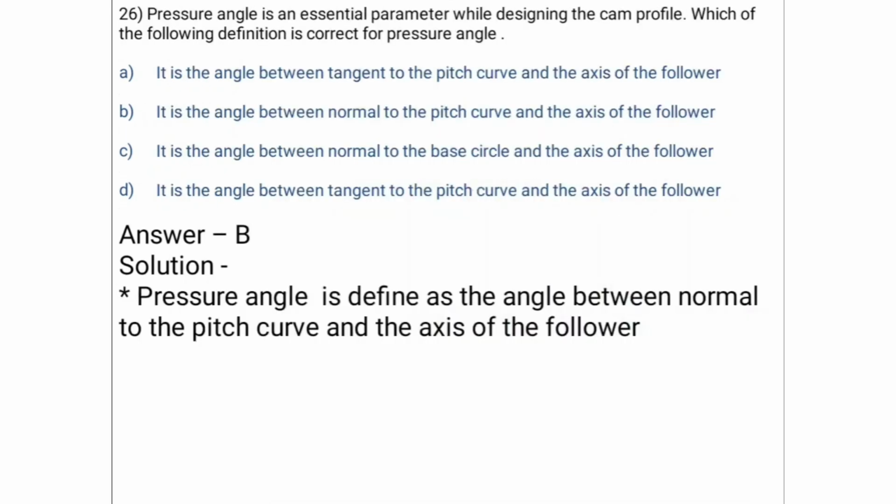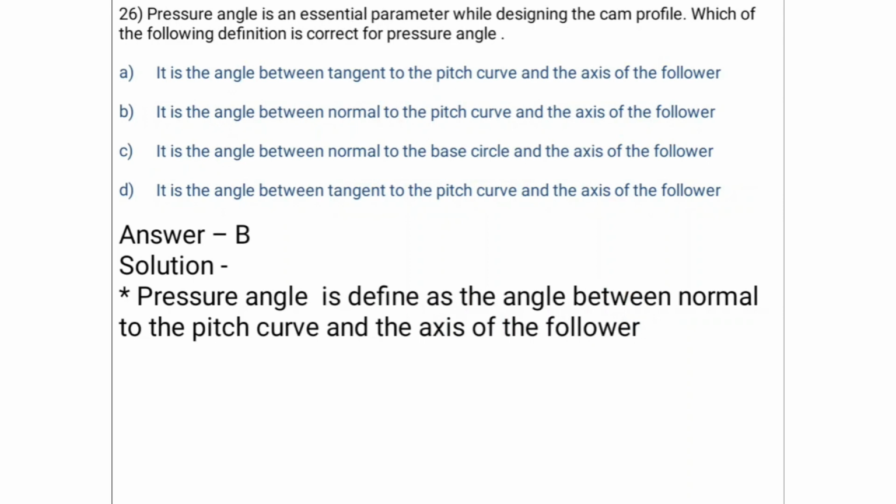Now question number 26. Question number 26 is a theory question, a very easy question. Pressure angle is an essential parameter while designing the cam profile. Which of the following definition is correct for pressure angle? So directly asking the definition of pressure angle. If you studied the cam profile very well, it is very easy to pick up the option.